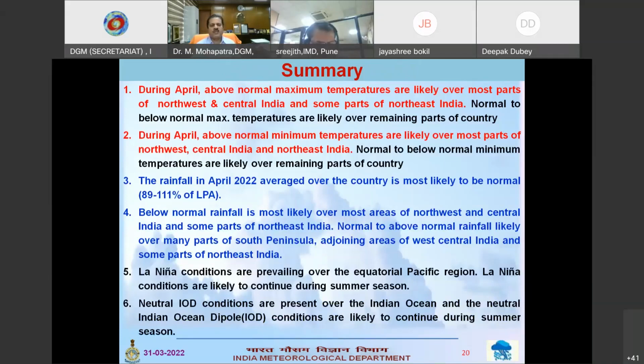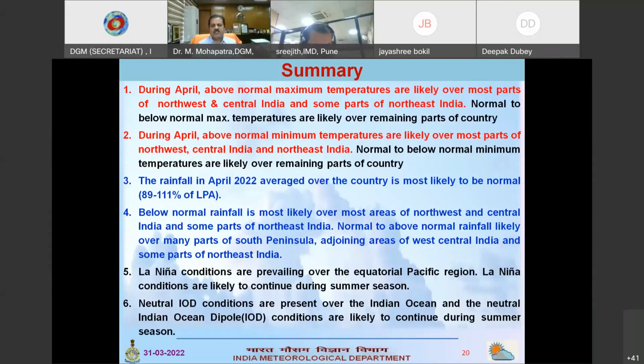The rainfall in April 2022, averaged over the country, is most likely to be normal. But as we have seen, a major part of northwest central India will have deficient rainfall. Below normal rainfall is most likely over most areas of northwest central India and some parts of northeast India. Normal to above normal rainfall is likely over many parts of South Peninsula and adjoining west central India.